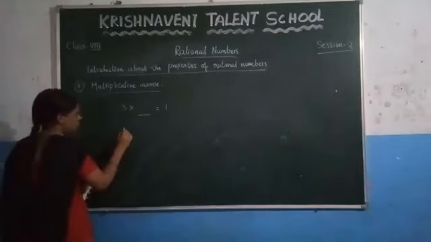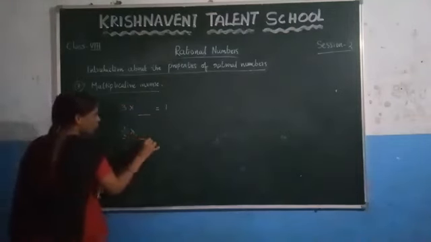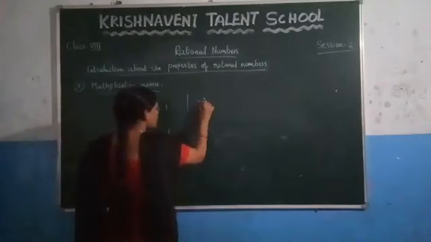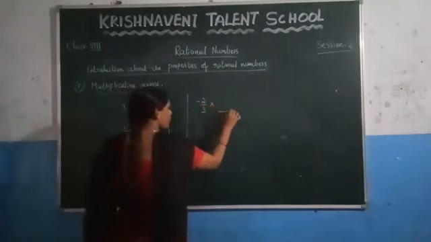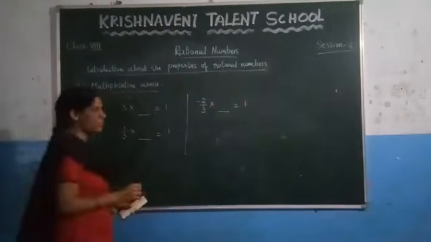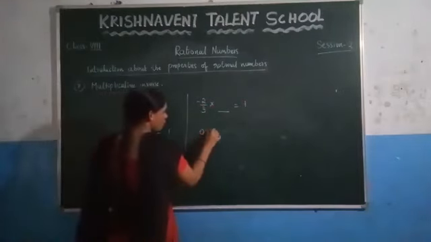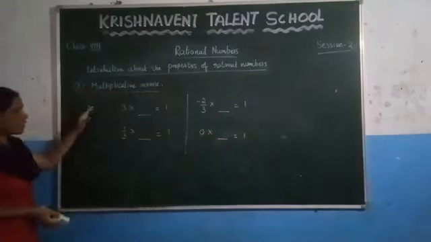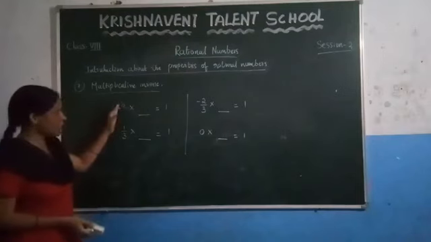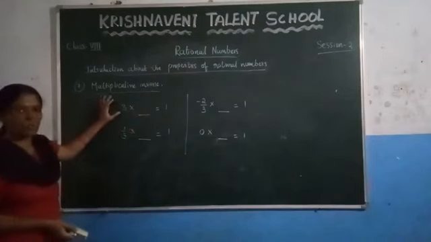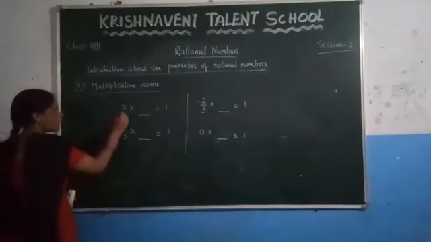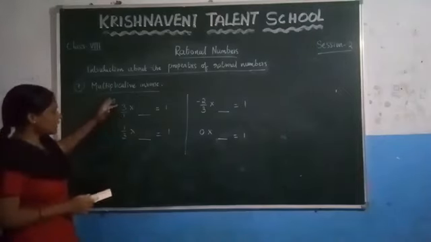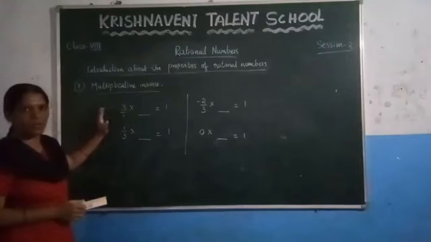Let us consider few examples here. Consider 1 by 3. You have to multiply one number such that you get the result as 1. Consider few more numbers. Minus 2 by 3. You have to multiply one number such that you get the result as 1. Consider 0. You have to multiply one number such that you get the result as 1. So here, what is the number you have to multiply such that you are getting the result as 1? Just you have to take the reciprocal of the given number. What is meant by the reciprocal? If you have given any number in the form of the fraction, just you have to interchange the denominator and the numerator. Then we will get the reciprocal of the given number.